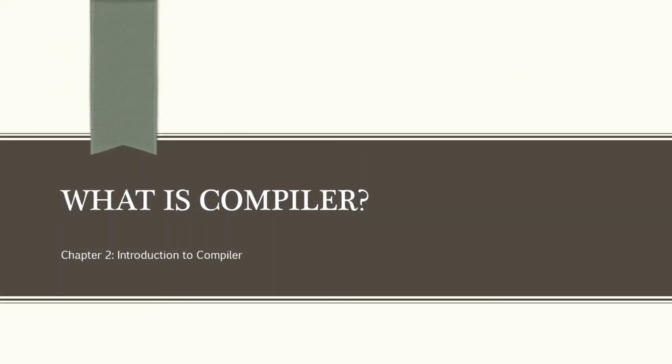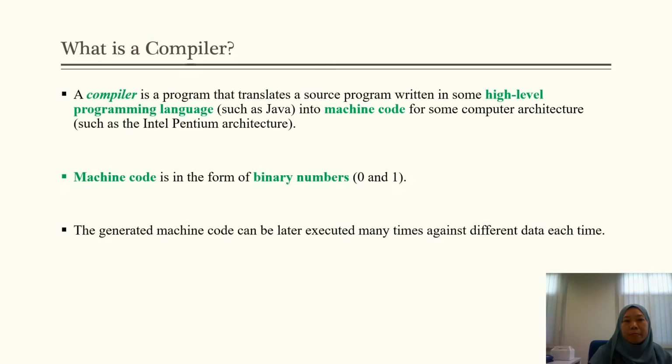Let's look into what is a compiler. By definition, it is a program that translates a source program written in some high-level programming language into machine code. So what actually is that? A compiler actually is a program, written as if you write programming code. It can be written using a high-level language like Java. It can also be written in machine language, which is binary code. It can also be written in the form of assembly language.